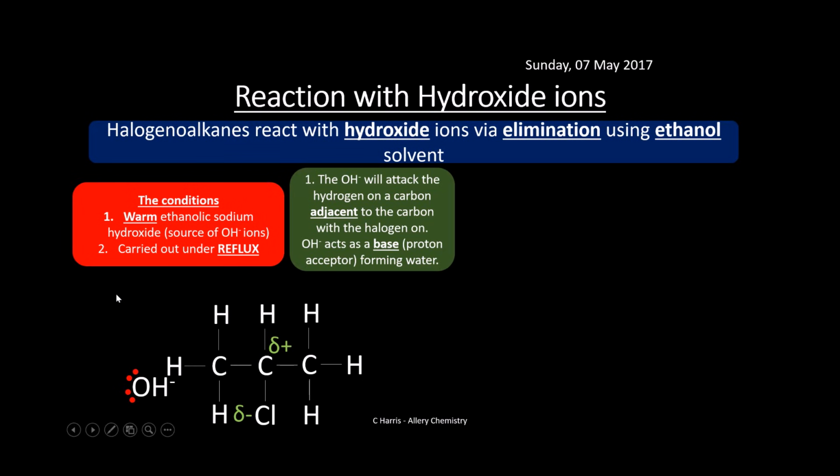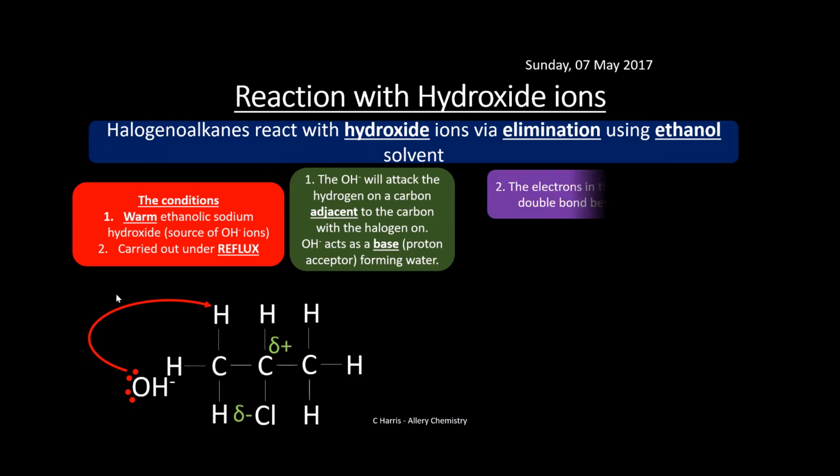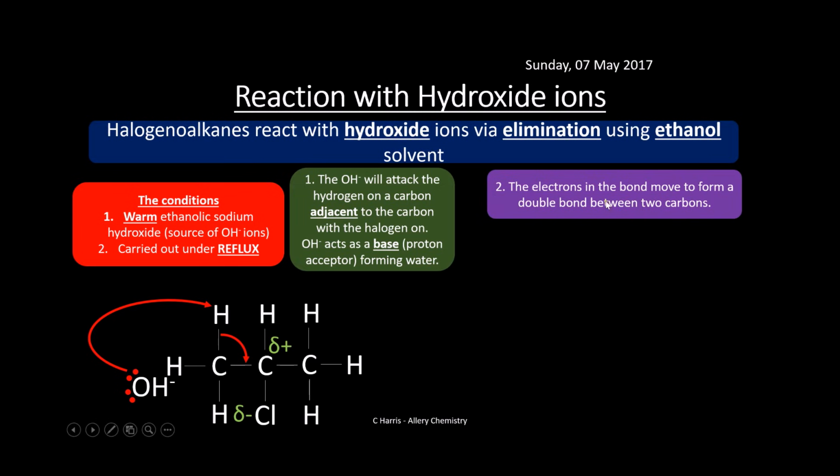Because this is dissolved in ethanol, the solvent plays a really big role here. So this one's obviously going for the hydrogen at the top. It doesn't really matter which one. So this is going to go for the hydrogen, then the electrons in the bond move to form a double bond between the two carbons. So these electrons here jump in here and they form a double bond there.